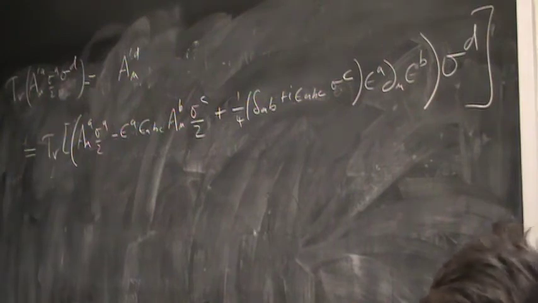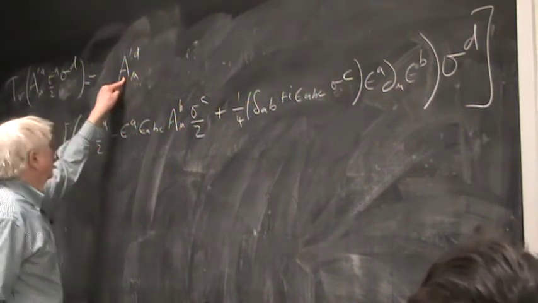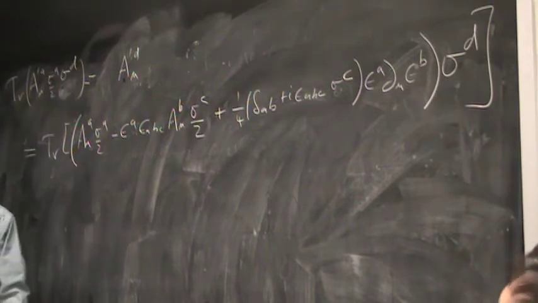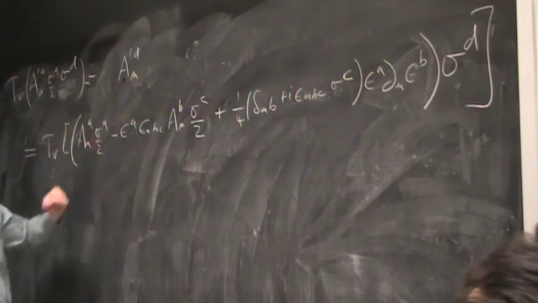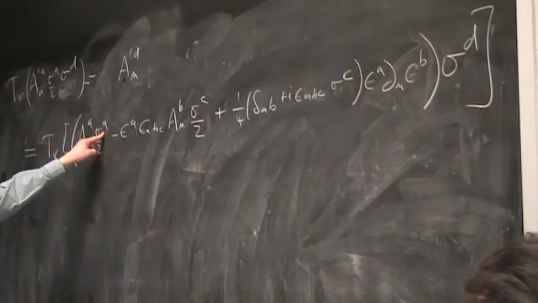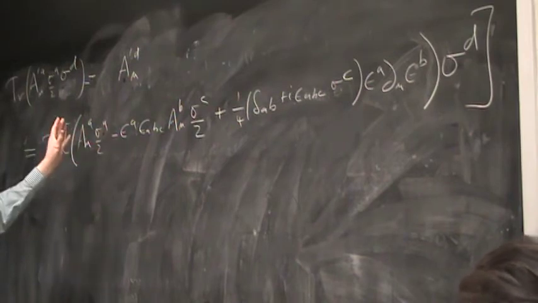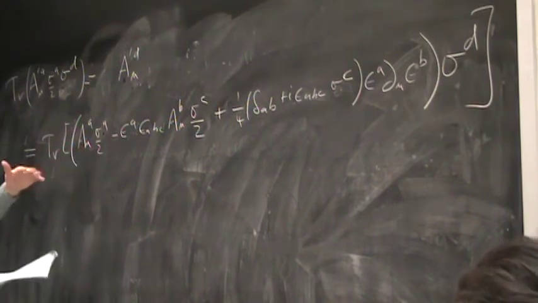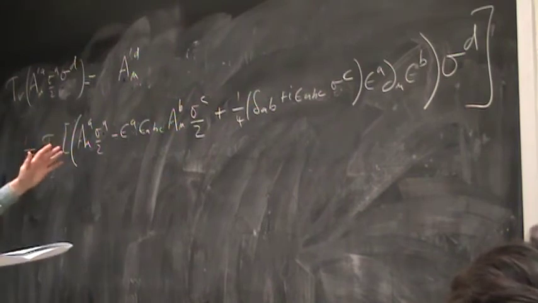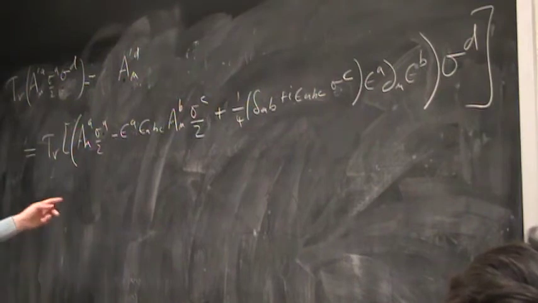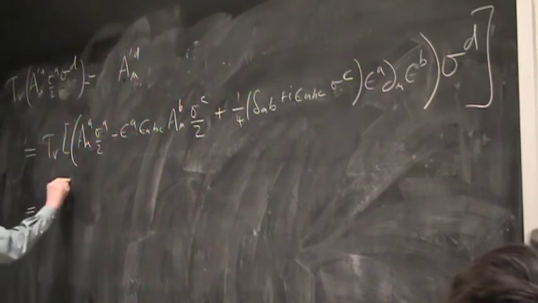Okay, so in other words, we're trying to find this. By multiplying by sigma d and taking the trace, this orthogonality relation was a way of getting this. Okay. So now we just have to compute what the right hand side is. Now, sigma d with sigma a is going to be delta a d over 2 plus i epsilon a d e sigma e over 2, but the trace of sigma e is 0. So this just gives us a mu a, the first term.